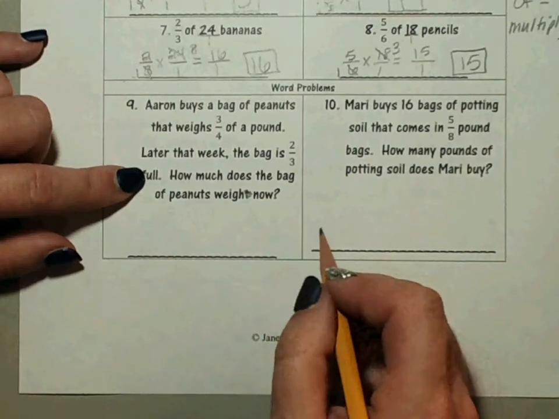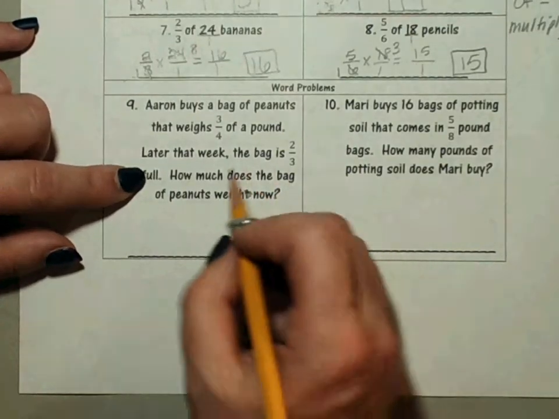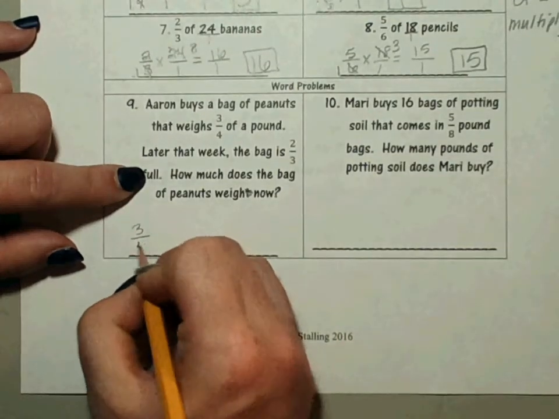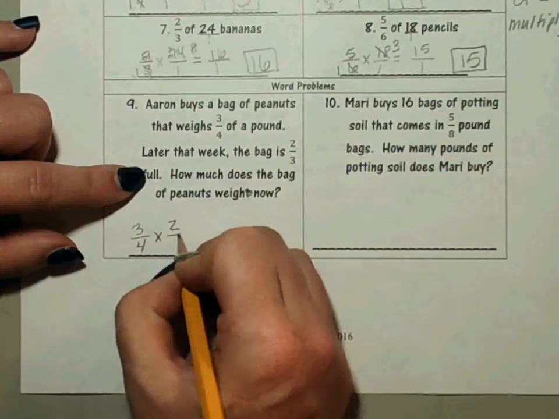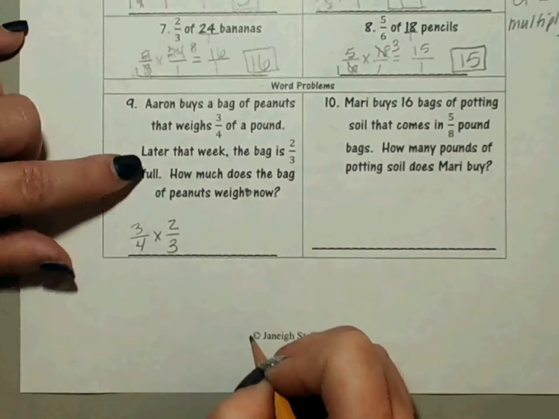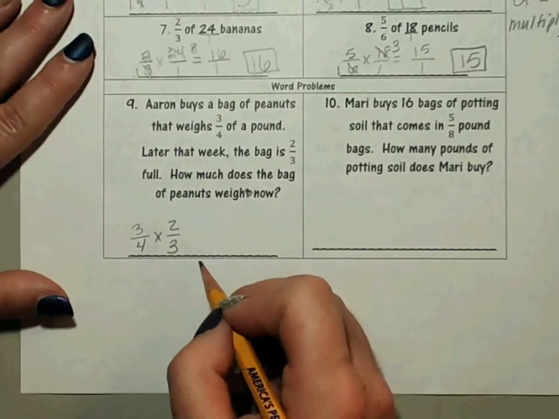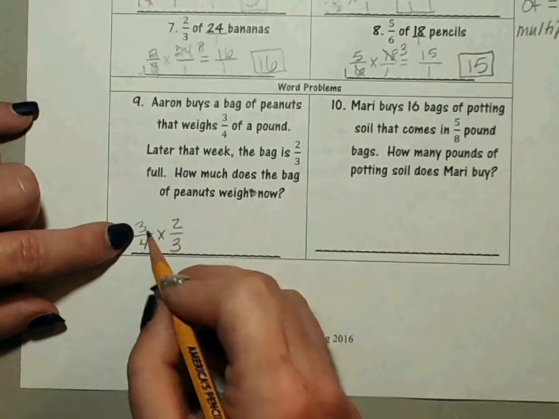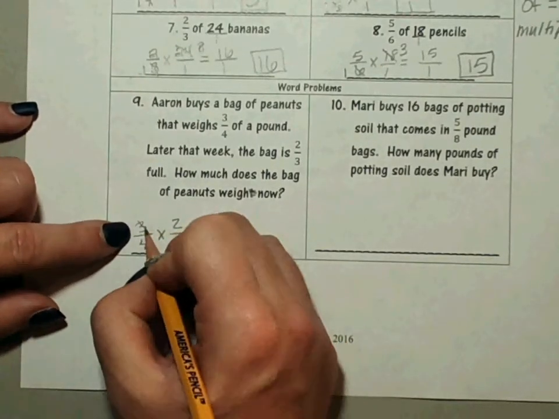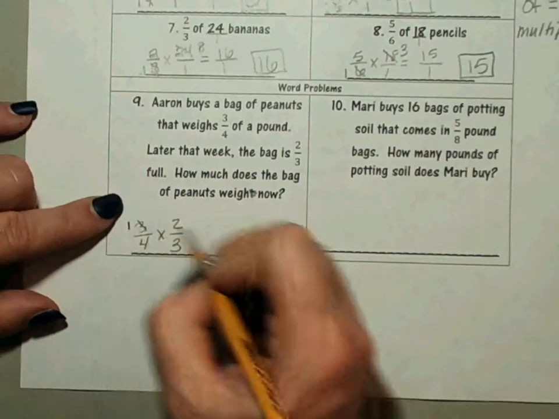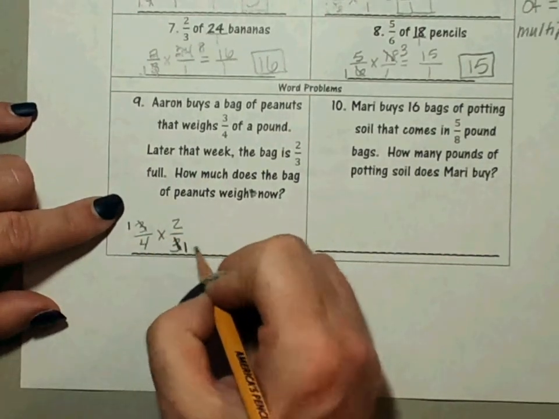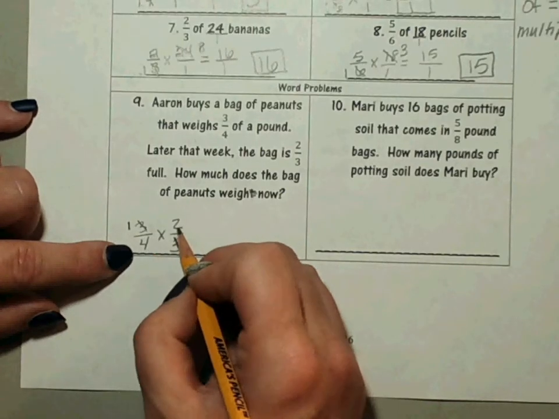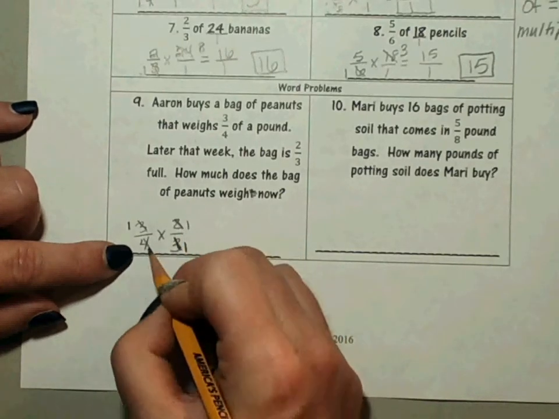Okay. Aaron buys a bag of peanuts that weighs 3/4 of a pound. Later that week, the bag is 2/3 full. How much does the bag of peanuts weigh now? That should not say weight. How much do they weigh now? Okay, remember of. We're looking for multiplying. So we are looking for 3/4 of 2/3.